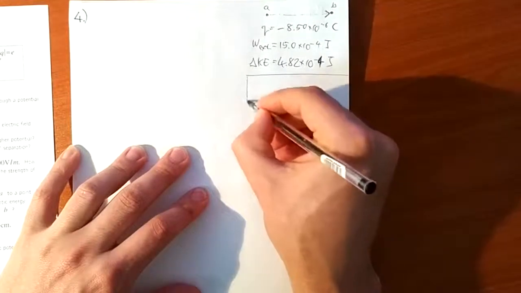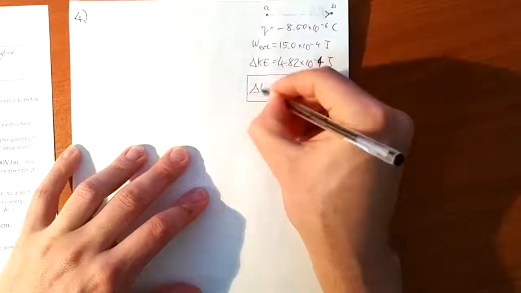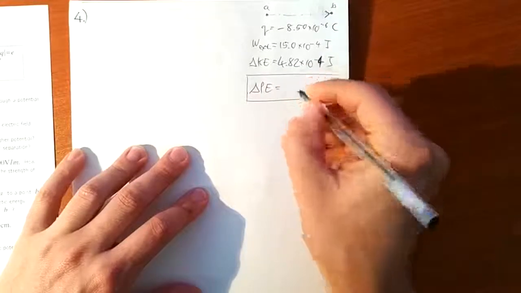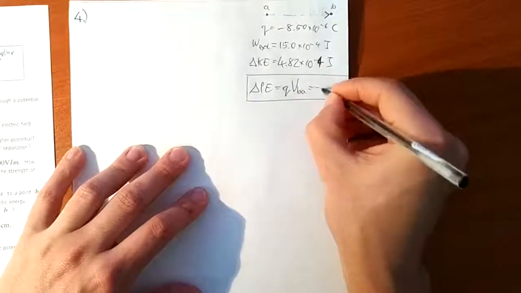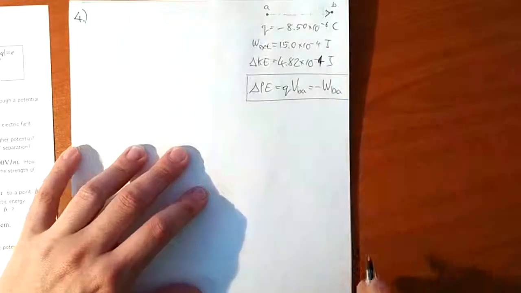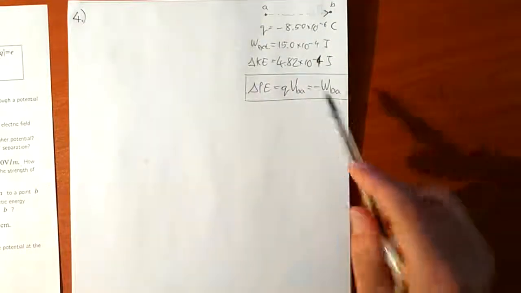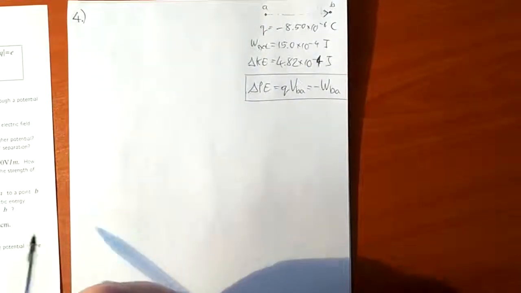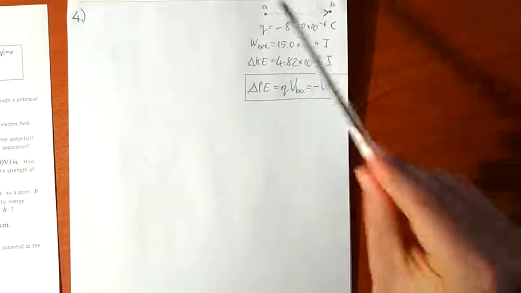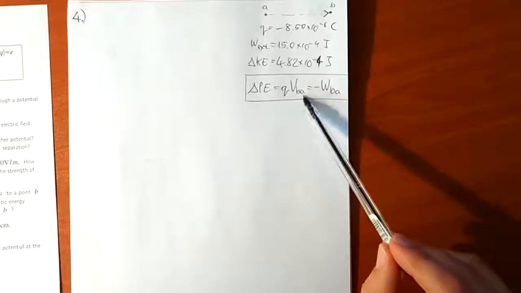Right, and okay, so what else? Let's write down the formula that we'll probably end up using. The change in electric potential energy is equal to Q VBA, and this is equal to minus the work done by the electric field on the charge. Right. So what am I after? I'm after the potential difference between A and B. So I'm after this VBA term.